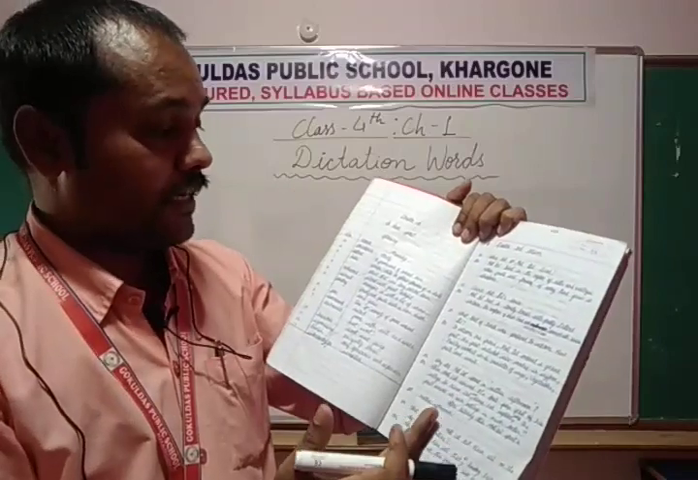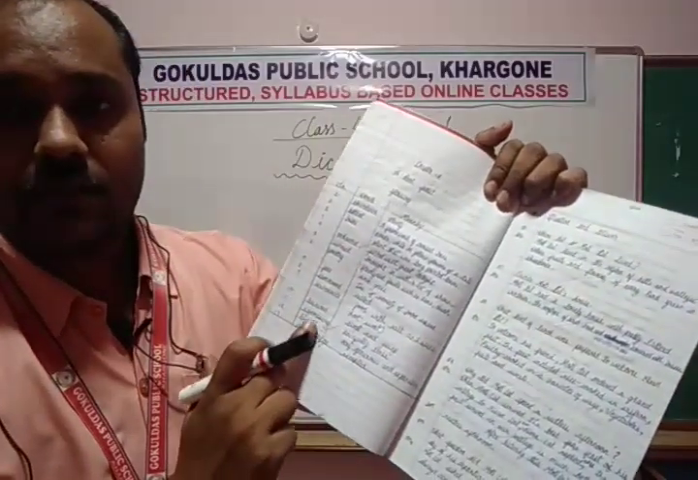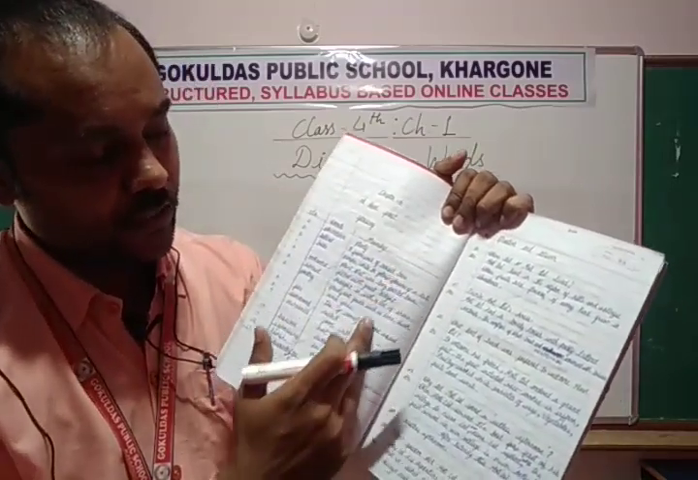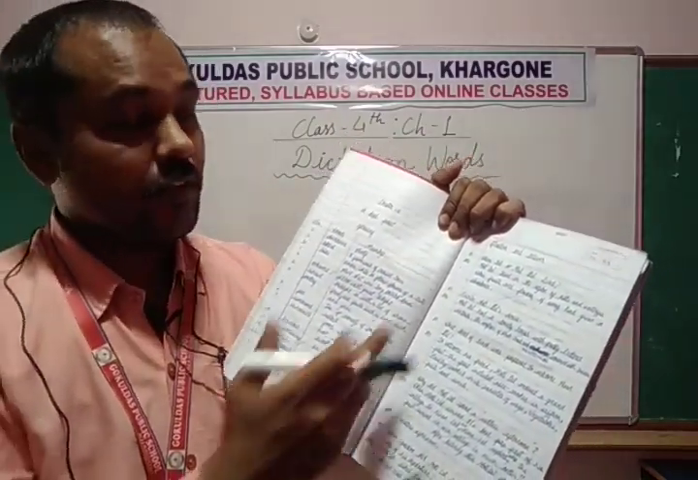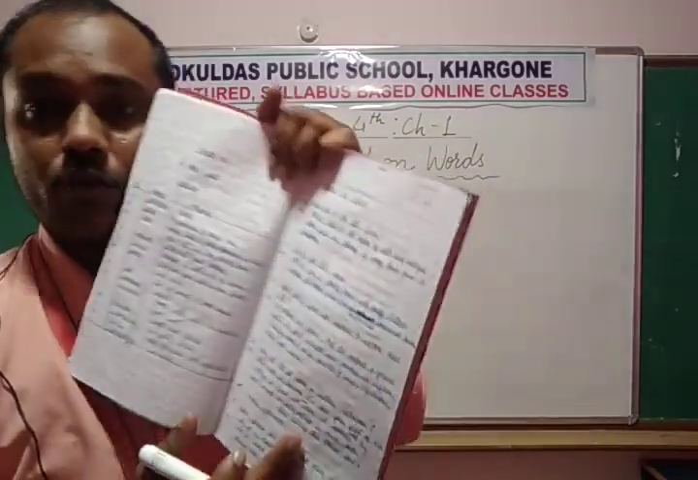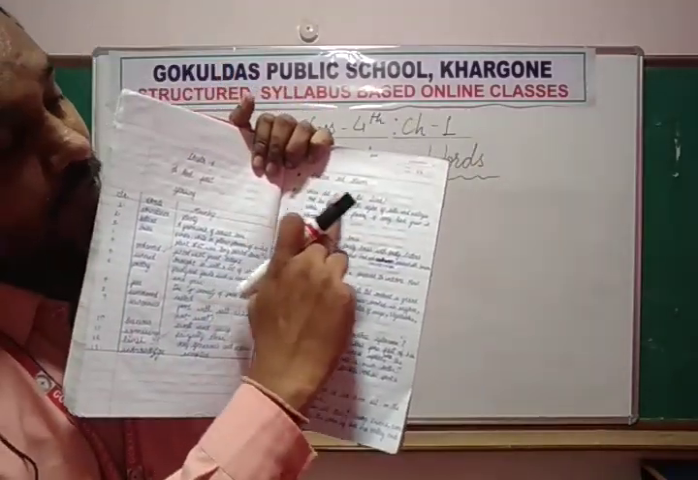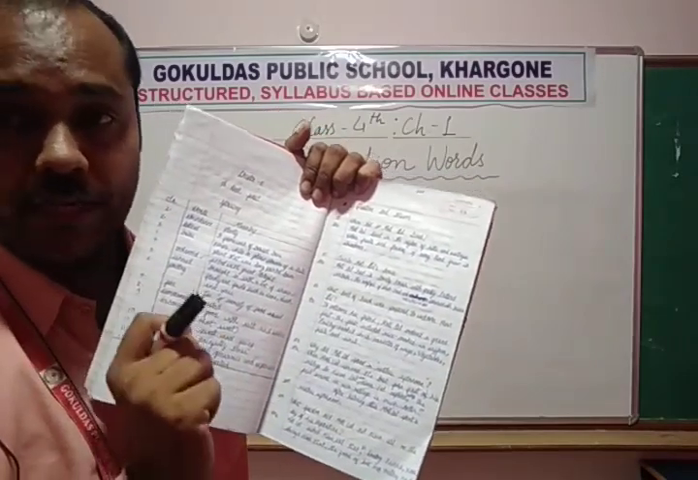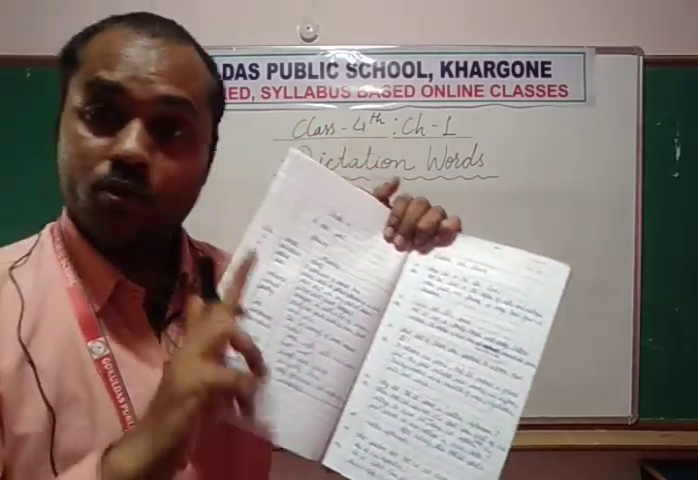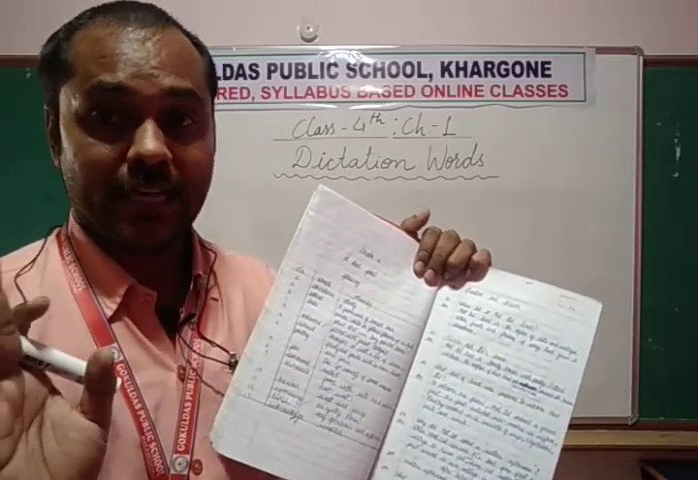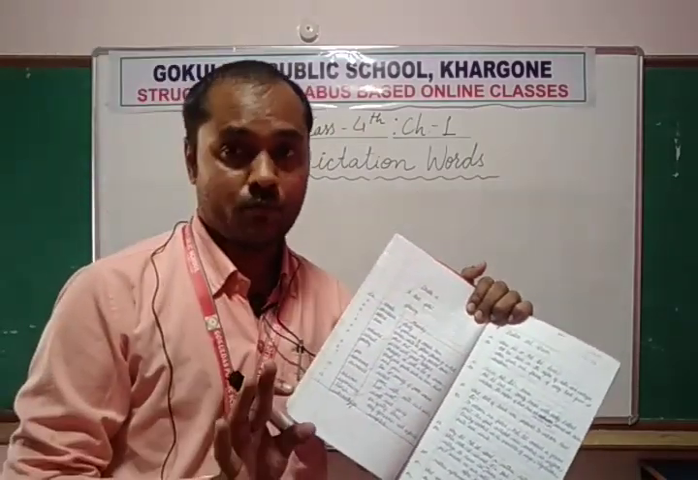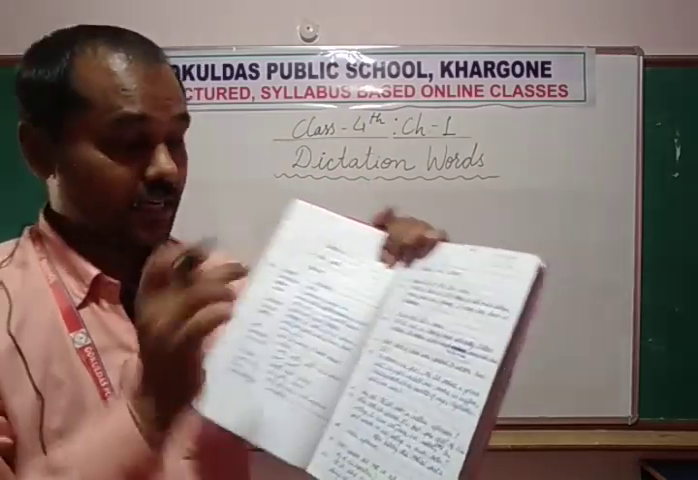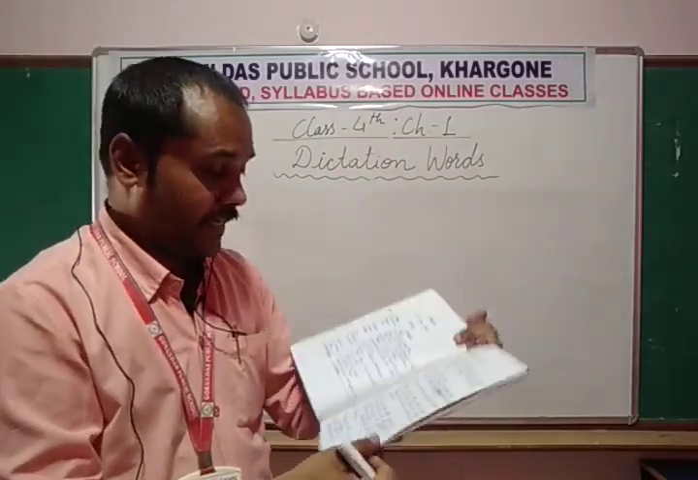One more thing you can do, you can write the words with a black ink pen and the meanings with a blue ink pen. Likewise, in the question answers, you can follow the same thing: questions with black ink and answers with blue ink. Don't use any other color like a red pen in your notebooks, because red is used by your teachers only. So like that you can maintain your notebook.